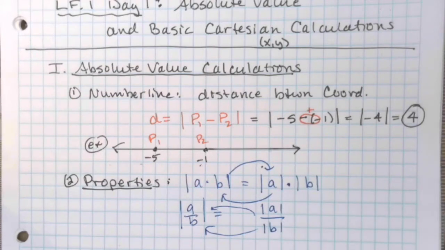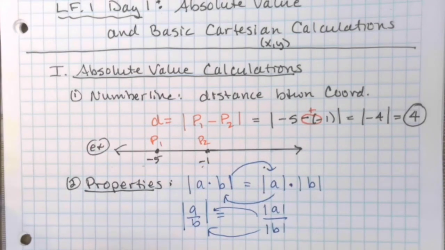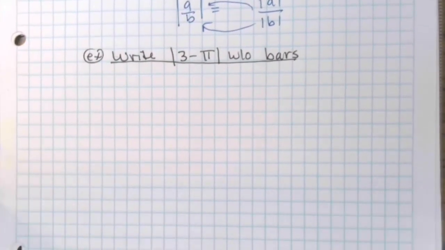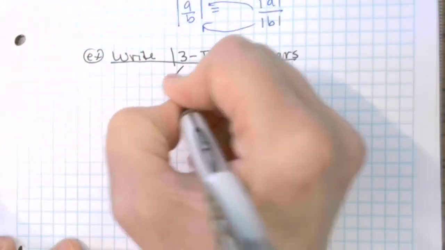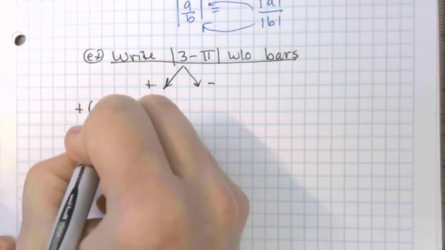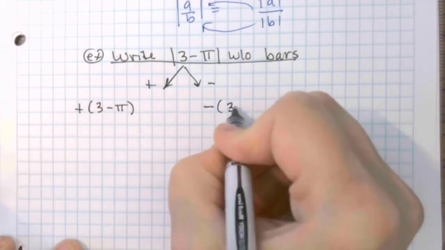Okay, so one of the questions you're going to be getting on your homework is they're going to say to write, and they're going to give you an absolute value, 3 minus pi, without the absolute value bars. So you have to remember that an absolute value takes out the sign. If it's positive or negative, everything comes out of it positive. So to write it without the bars means you have to split it into both possibilities, a positive and a negative. So you'll have a positive 3 minus pi and a negative 3 minus pi.